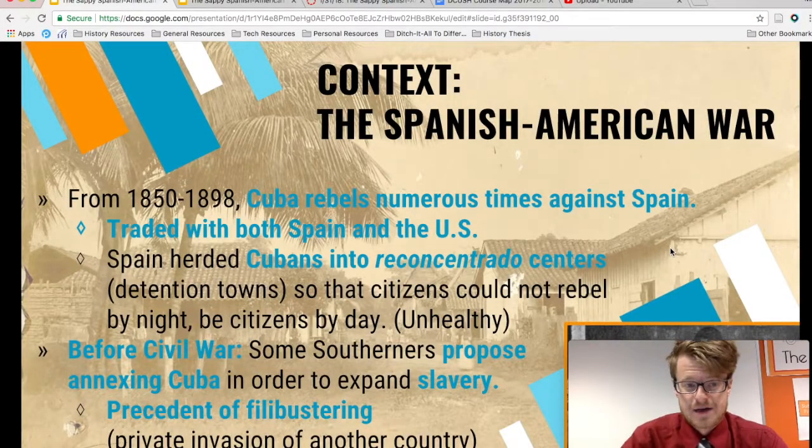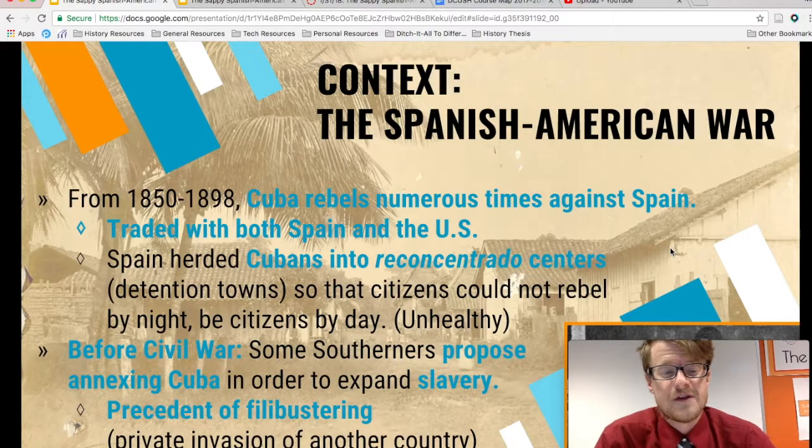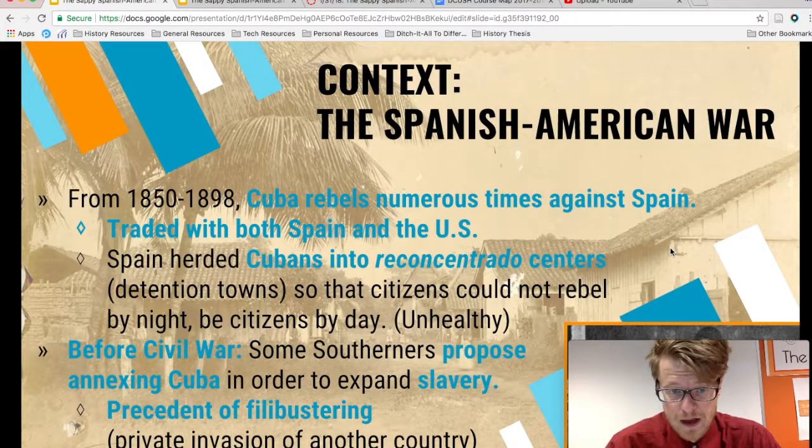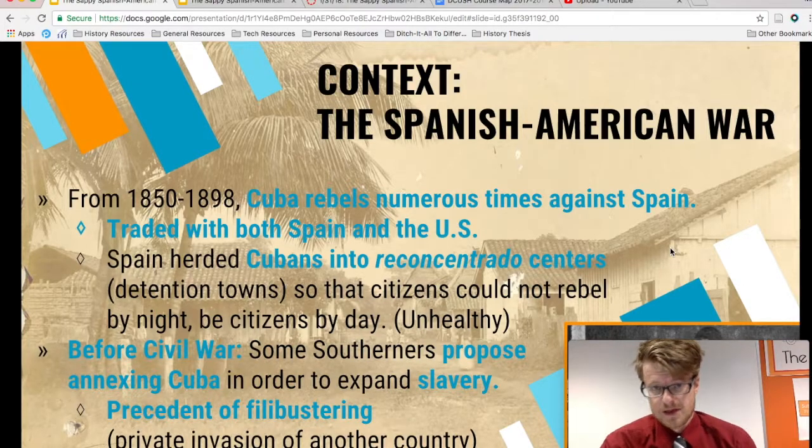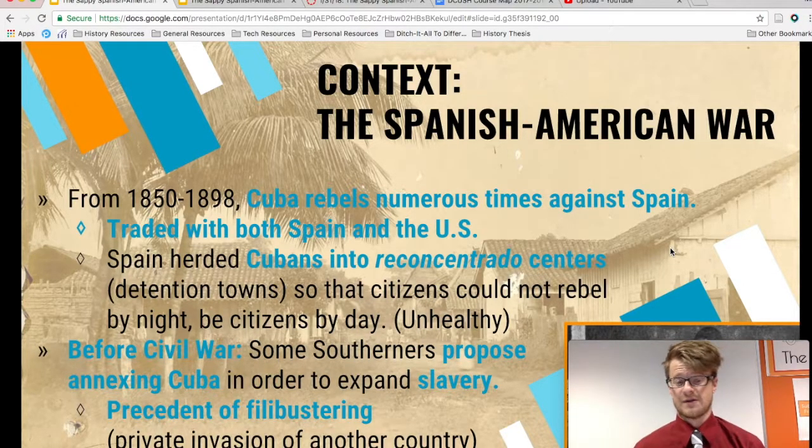To give us a little bit of context here, from 1850 all the way up to 1898, Cuba had been owned by Spain and had attempted several times to rebel against them. Now, Cuba at this time, because again, the United States is kind of, after the Civil War, looking to expand upon things, both nationally and now overseas, was starting to trade with the U.S., and as well Cuba still traded with Spain, obviously.